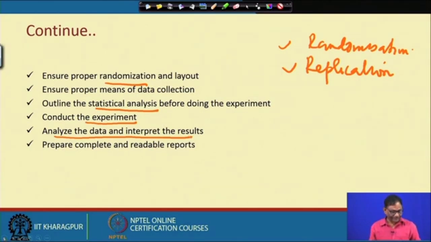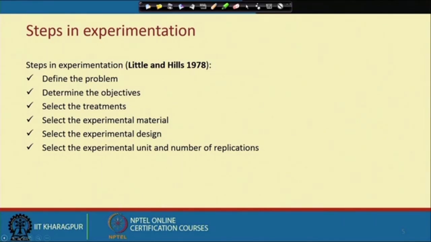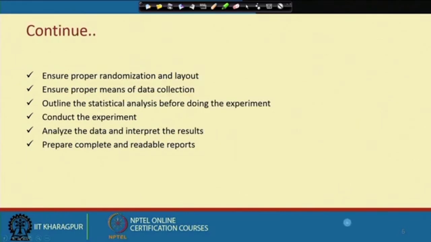So, let me repeat: when you do an experiment, you must be well prepared for it, and there are certain steps. First, the problem must be very specific, you know every aspect of the problem, you have clear-cut objectives, you know what the controllable factors are, and you are in a position to select the appropriate experimental material. You know a variety of designs and will choose the correct one, you know what experimental unit you are going to use, and the number of times you will conduct a particular set of experiments.